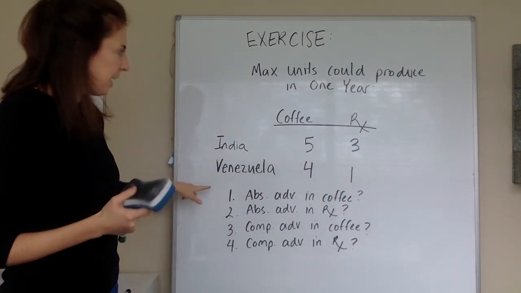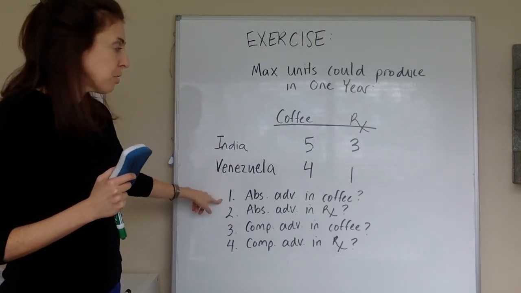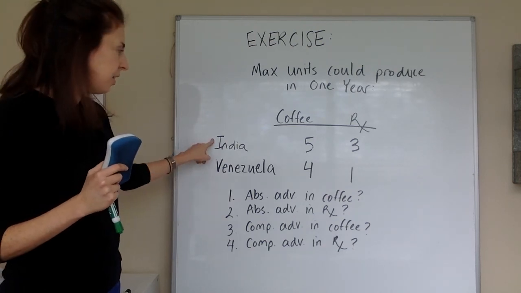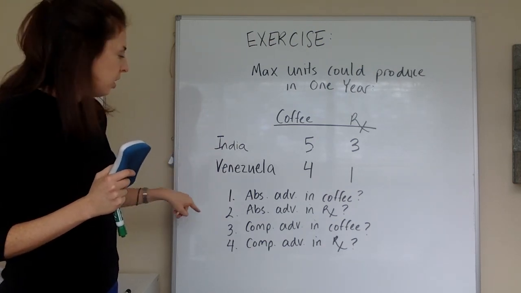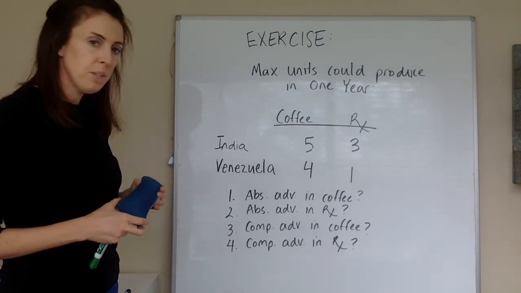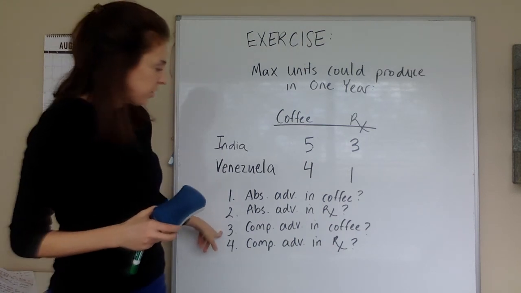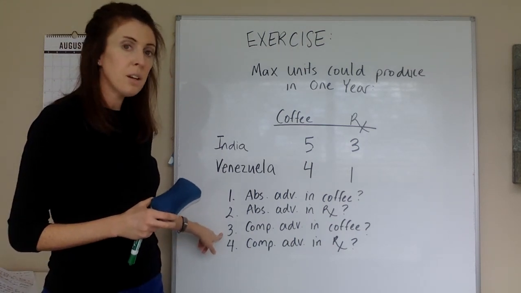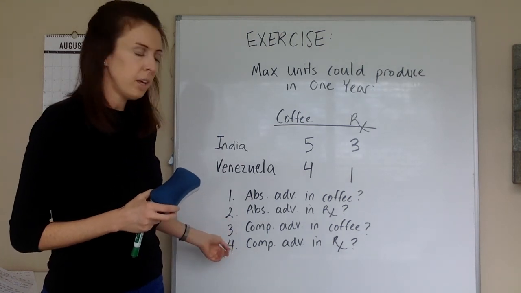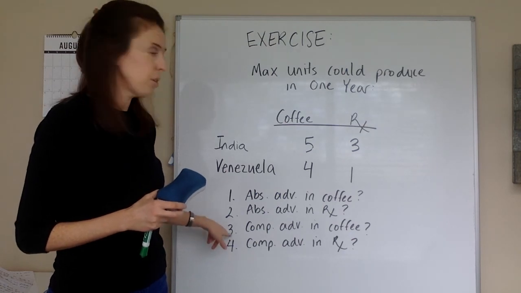Question number 1: which country has the absolute advantage in coffee production? Your response will either be India or Venezuela. Question number 2: which country has the absolute advantage in prescription drug production? Question 3: which country has the comparative advantage in coffee production? And for 4, we're just going to round it out: which country has a comparative advantage in prescription drug production?